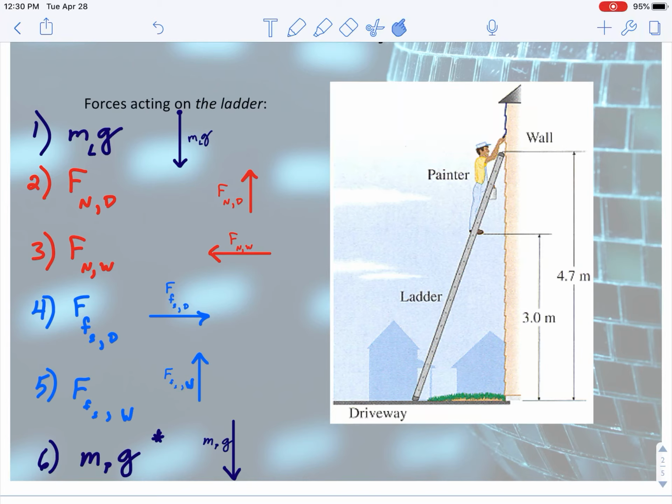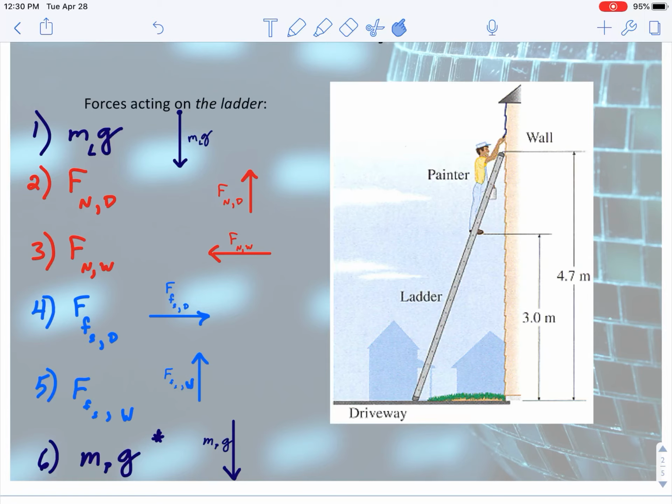The final force is going to be another force of gravity, but it takes a little thinking to get there. Technically, what we have is the painter standing on the ladder, and because the ladder pushes the painter up, that means the painter pushes back on the ladder by Newton's third law. The question is, how big is the force that the painter's feet push down on the ladder?